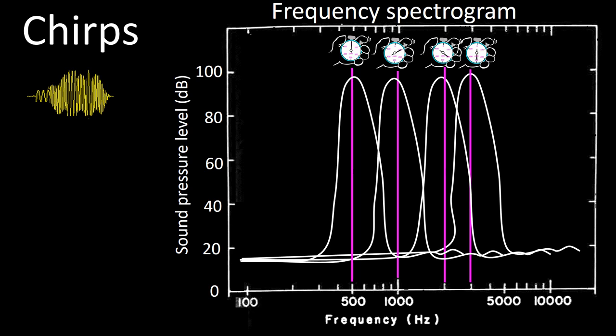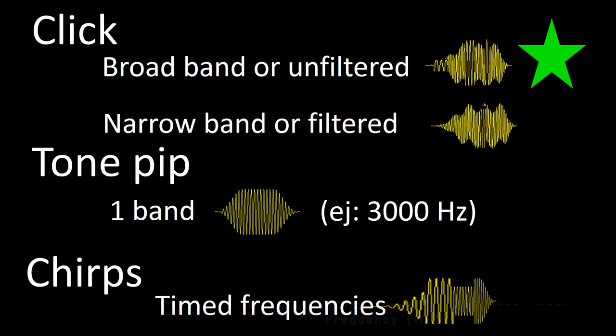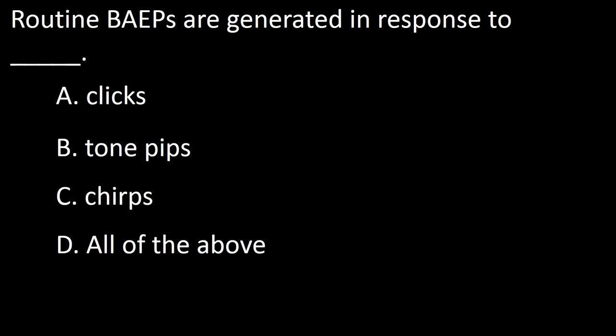The purpose for the sound to be given in this fashion is to stimulate further in the cochlea the first time, and with subsequent clicks to do so closer to the base of the cochlea. In routine brain auditory responses, we use broadband clicks. Audiologists use tone pips for the most part. So the answer to this question is A.